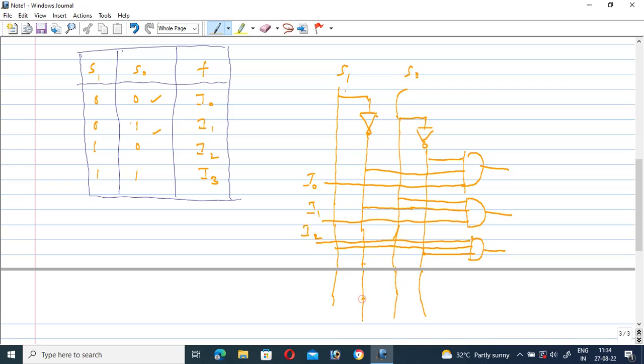For I3, how are we going to select? I3 is this line. If you want to select I3, what is the possible combination? Both S0 and S1 values must be 1. Then only it selects the corresponding value. See here, this is the S1 line, and this is the S0 line. This is for I3. So if you want to realize this, all of these are connected to one OR gate, a 4 input OR gate.